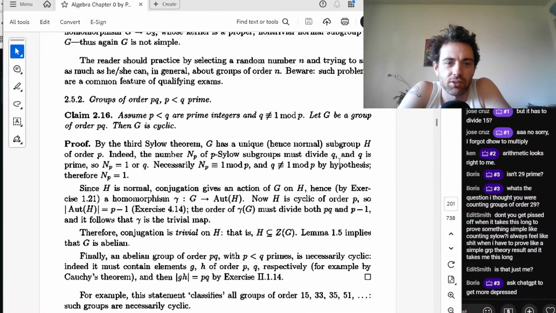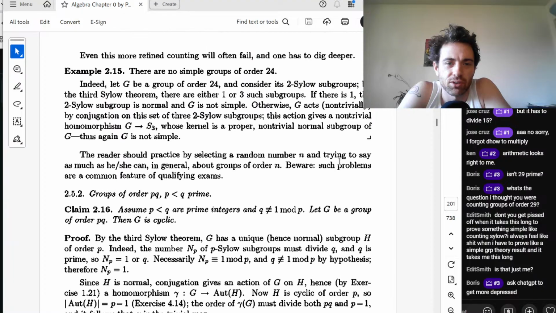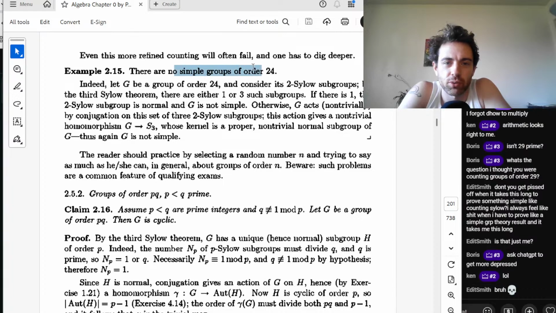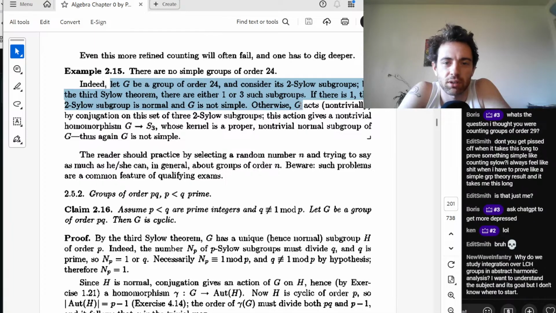Okay, let's take a look at this approach. There are no simple groups of order 24. I mean, this isn't going to be helpful for us, but indeed, let G be a group of order 24 and consider its 2-Sylow subgroups. It's either 1 or 3 such groups. If there is 1, it's normal and it's not simple. Yada yada yada. Okay.